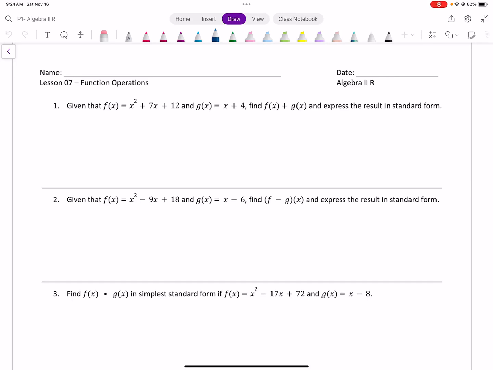This is lesson 7, function operations. This is really a recap from unit 1. In unit 1, we were doing operations with polynomials. This is doing the exact same thing, just in function notation.